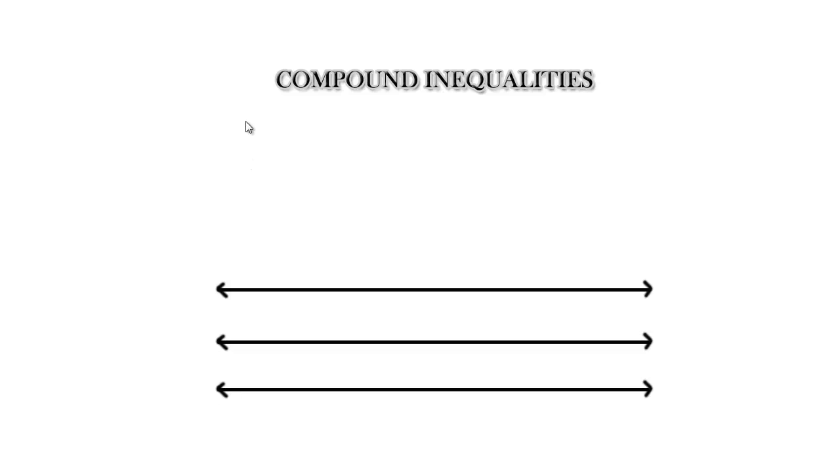Let's say we have x greater than or equal to -2. Okay, that's one. And let's say we have x less than 3. Okay, and let's say we will combine them using the word and.